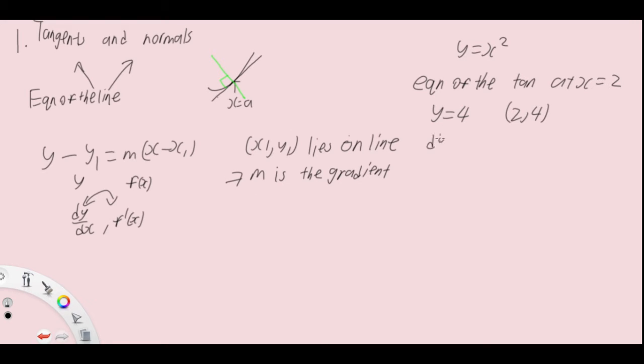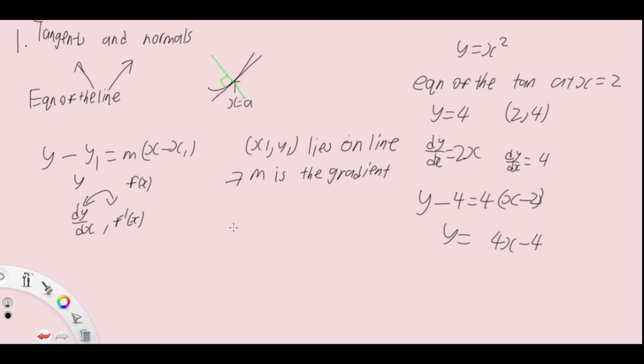So the gradient is basically the derivative: bring out the power to the front, reduce the power by 1, you get 2x. At x equals 2, the gradient is 4. And now we are able to find the equation of the line of the tangent at x equals 2. y minus 4 equals gradient 4, bracket x minus 2. And after manipulating, you get y equals 4x minus 4.